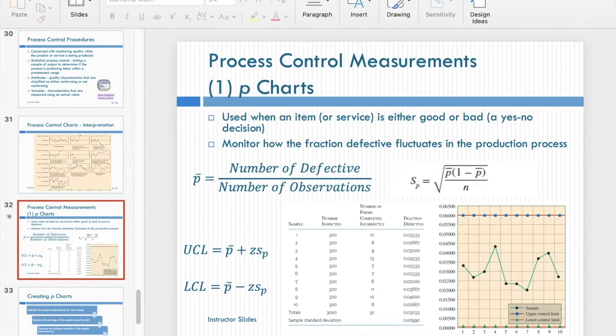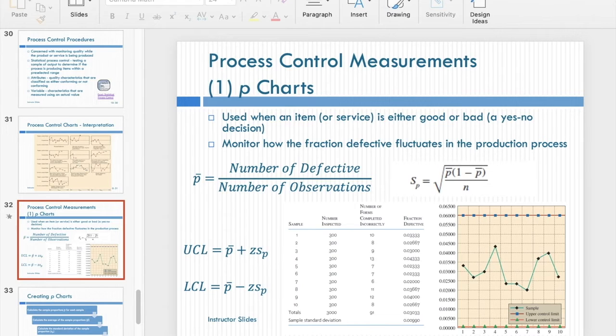Oh, here there is a tricky thing. When LCL itself is a negative number, normally we'll just normalize it to 0. Let's say you finally get LCL equal to -1, but you see what kind of problem we are dealing with: an item is either good or bad. So there should not actually be a negative number, so we normalize it to 0. That's why here the upper control limit is 0.06 and the lower control limit is 0.